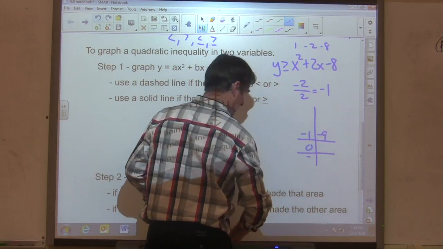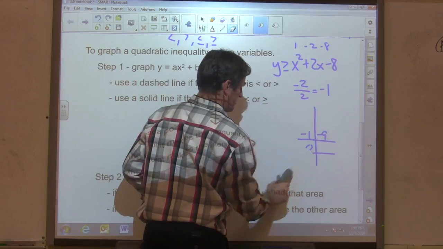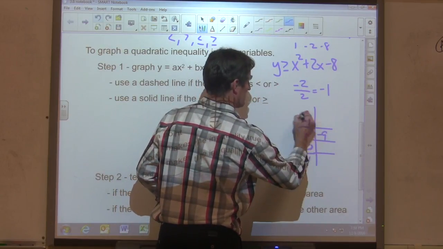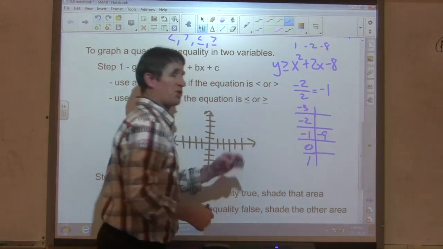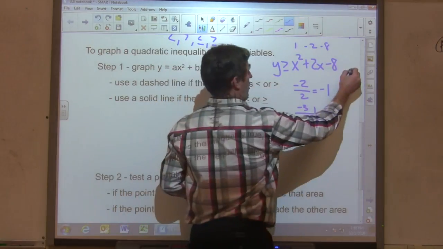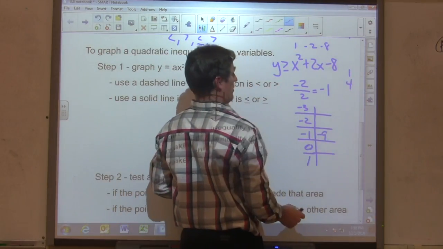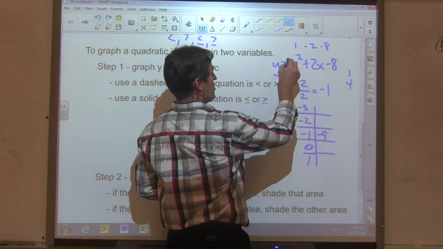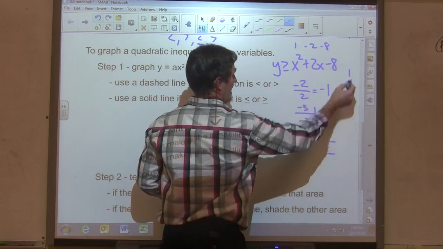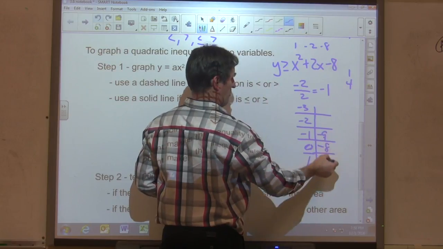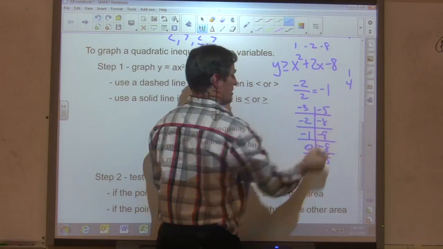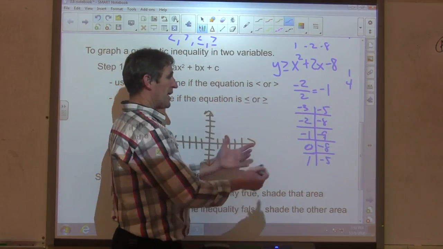So again, we're going to make our chart. So now I'll show you that shortcut. If we take our a value, a is 1. Remember, our parent function, our values are 1 and 4 after the vertex. So we just take that 1. Well, 1 times 1 is 1, so that would mean I would go up 1. And 1 times 4 is 4, so I'd go up 4 from the negative 9, and that would be negative 5. And so you can see how quickly I can make the chart that way. Again, you don't have to.